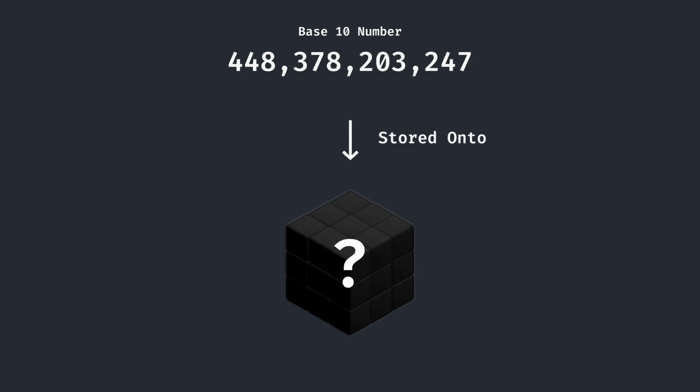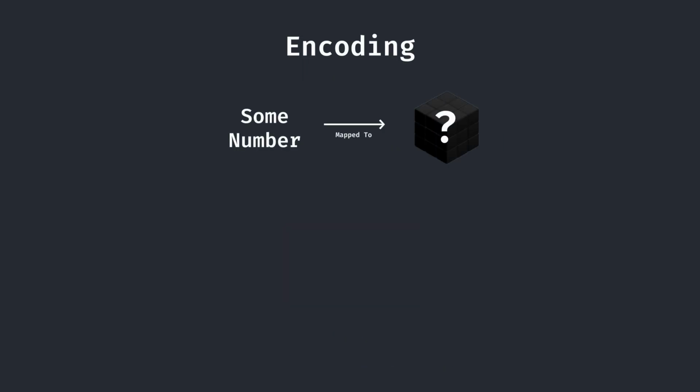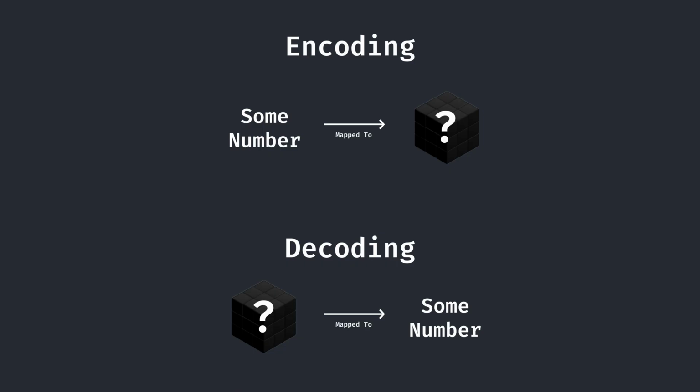The easiest way to do this is to not think of it as storing the number on the cube, but rather as having a one-to-one mapping between a number and a state on the cube, or a cube state, and vice versa. That way, we can have an encoding function that turns a number into a cube state, and another decoding function that turns a cube state back into a number. That way, a single cube state can effectively store one number.